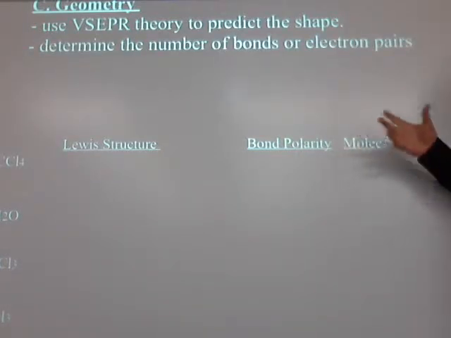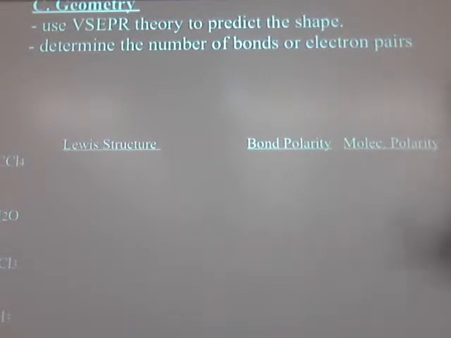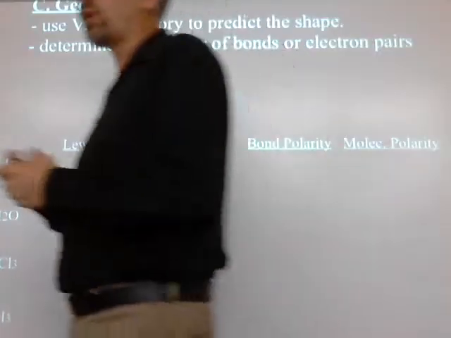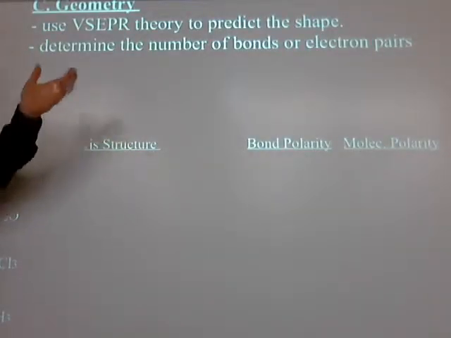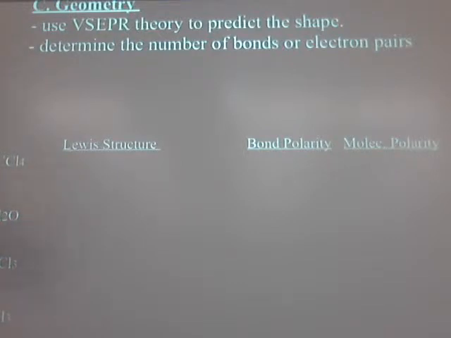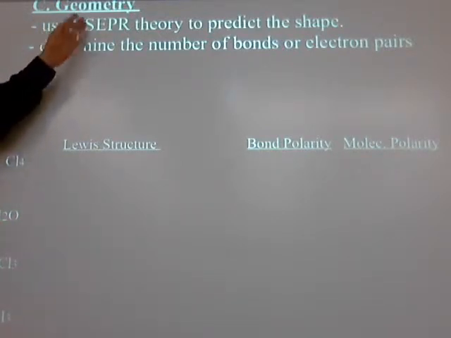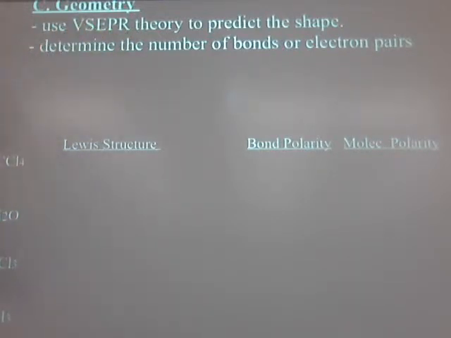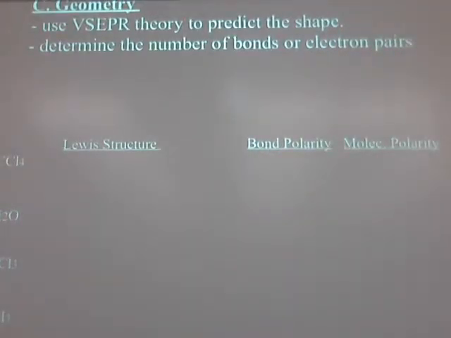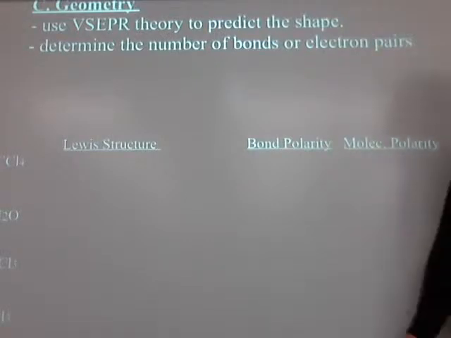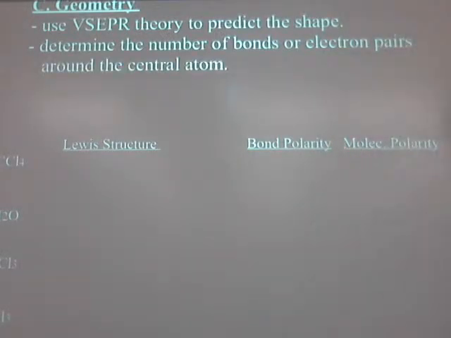What you need to do is determine how many bonds or electron pairs are around the central atom. And then you're going to figure out what the shape would be based on that, keeping in mind that either electrons or other atoms want to get as far apart as possible. The valence shell electron pair repulsion theory, VSEPR theory, says that. These electron pairs or atoms are going to want to get as far apart as possible around the central atom.